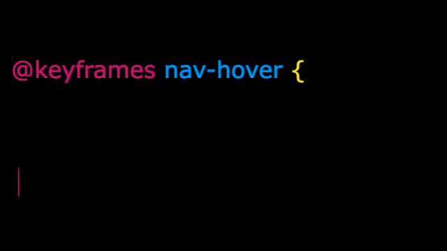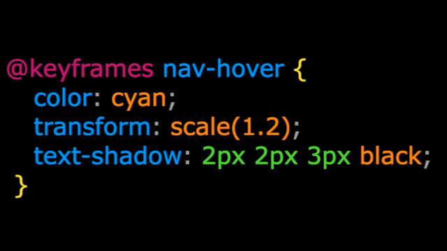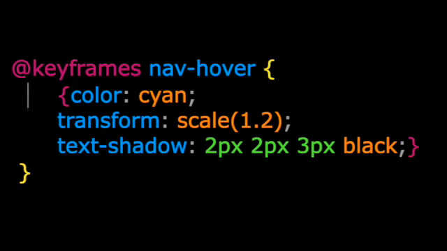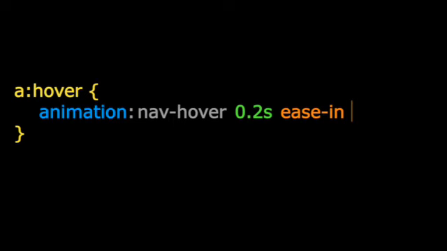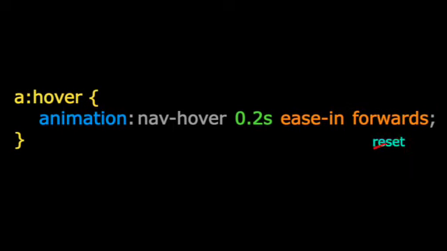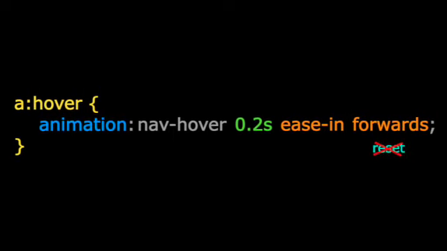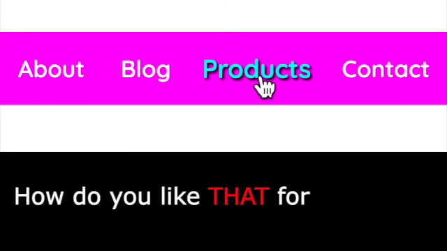In order for it to work well, we need to set up what are called keyframes to make the animation happen. Type in keyframes and give it a name like nav hover. In the brackets, we can cut and paste what we had in the a:hover CSS and simply type the starting position of 2. Now, we just type in the keyframes name, add a duration of 0.2 seconds, give it a flow of ease-in, and most importantly, add forwards on the end so that it doesn't reset the animation at the beginning. How do you like that for a navbar?